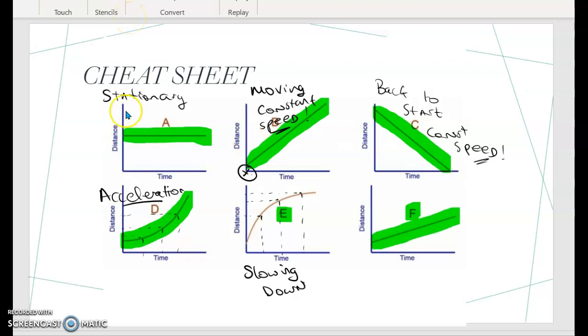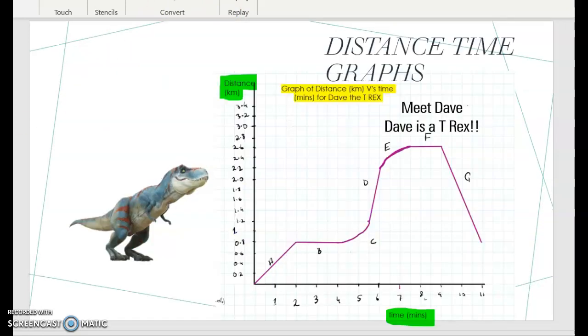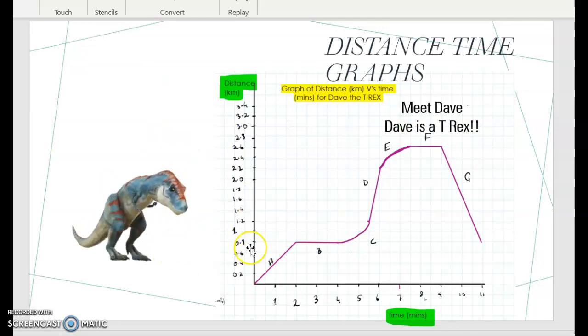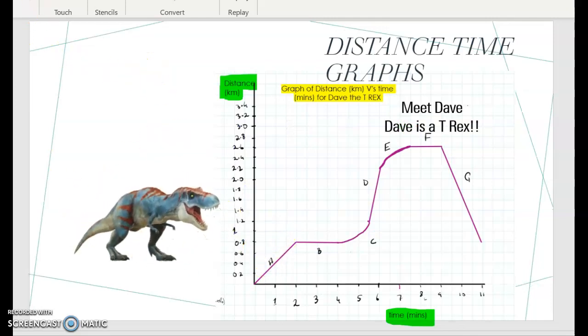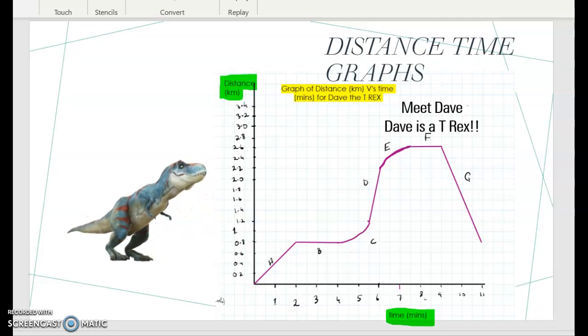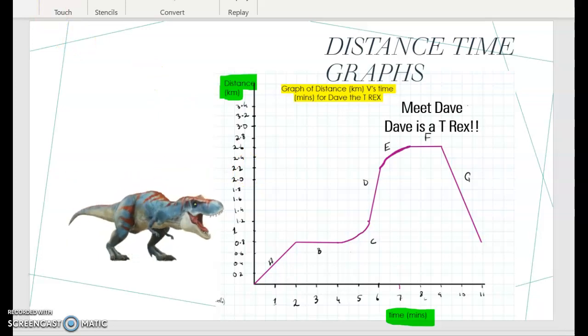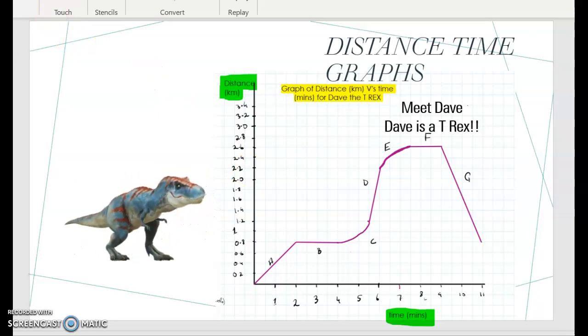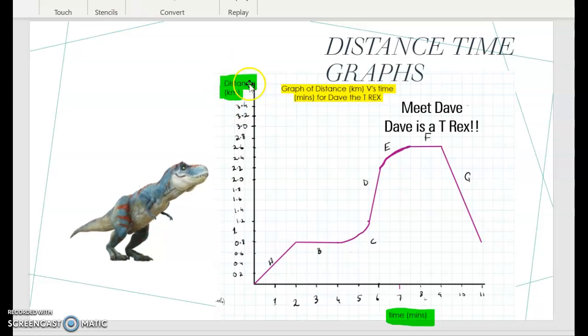Okay? So I hope you guys have taken your notes on that, because in the next little video we're going to jump back over to Dave and we're going to see about plotting out his journey and see if we can understand what exactly his journey looks like. So again, distance time graphs are a way of telling a story about motion by using a graphical method. You've got distance on the y-axis and time on the x-axis.